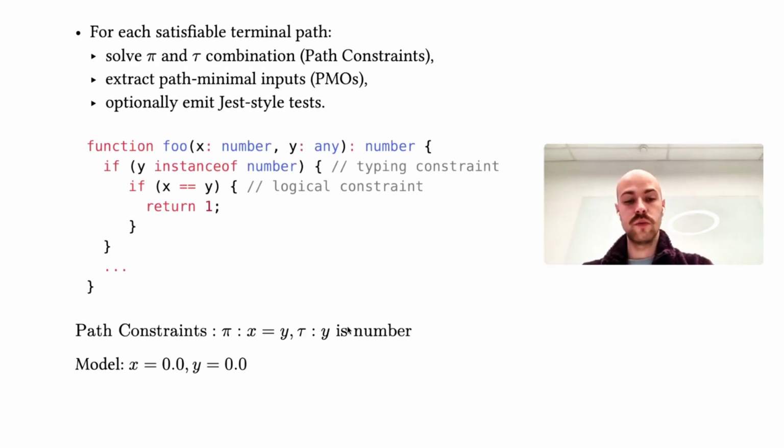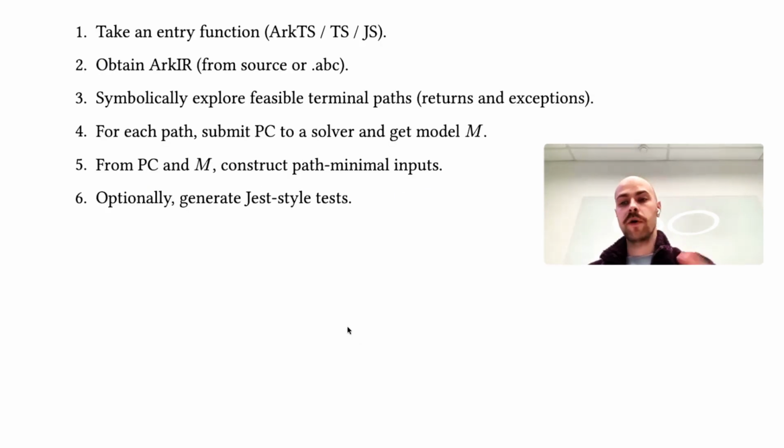We have a model with both values equal to 0, and we know that if you pass these values into this program, you will have return 1 result. So the whole pipeline looks like this. We take an entry function of these languages. It can be any of them. We obtain ArkTS from either source or ABC file, doesn't matter.